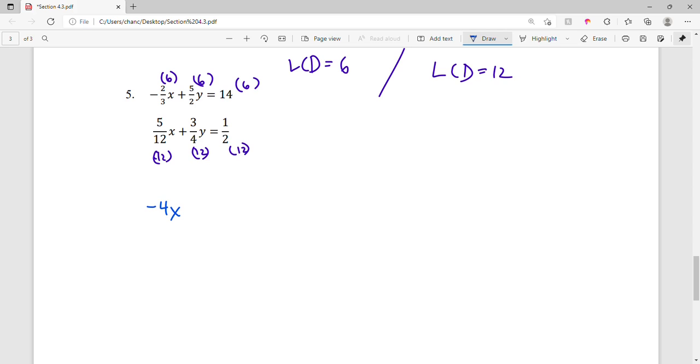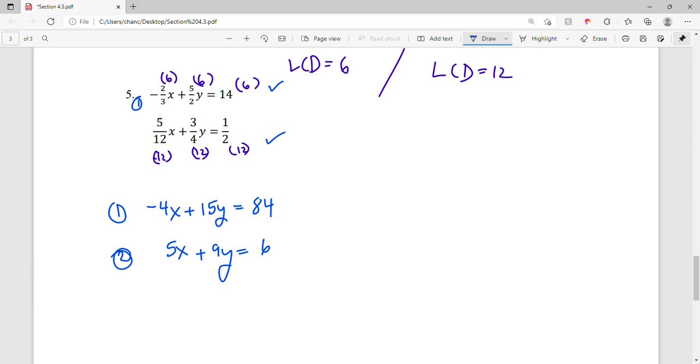Negative 4x plus 15y equals 84. Again, try to simplify this by yourself and make sure you get the same equation I have. So equation 1 is now translated to an equation without fractions. 12 times 5 over 12 gives us 5x. 3/4 y times 12 gives us 9y. And that is equal to 1/2 times 12, or 6. So this is our new version of equation 2.